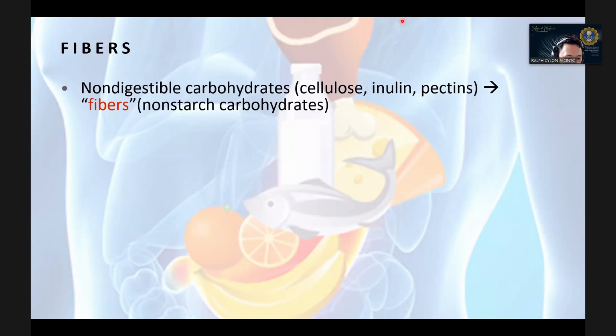Doc, immediate inflammation po ba pag irritant type of laxative? Yes.